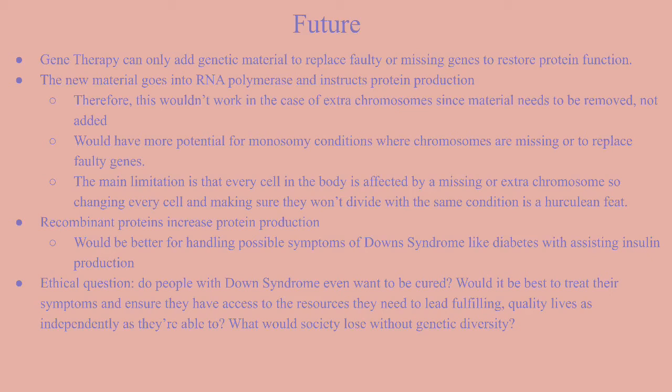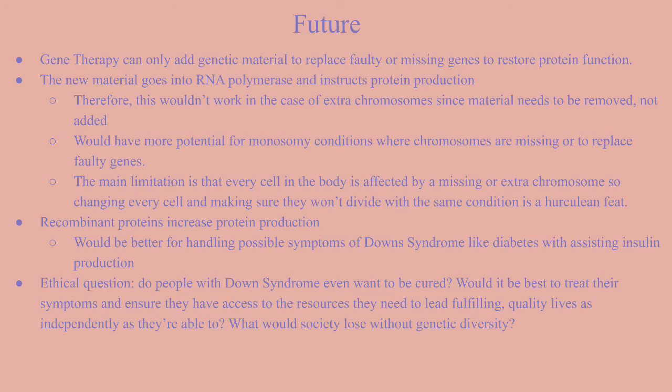This would be better for handling possible symptoms of Down syndrome like diabetes with assisting insulin production, as people with Down syndrome are at a greater risk of developing diabetes, and this might actually be helpful in Alzheimer's treatments for dementia, because Down syndrome patients are at an increased risk for developing that too once they grow old.